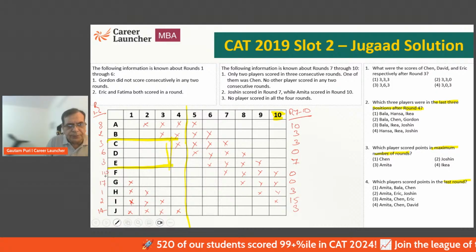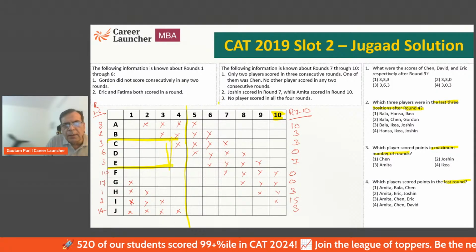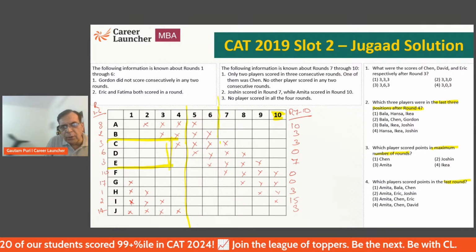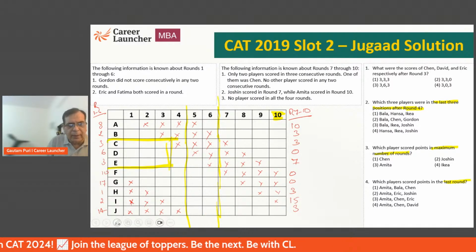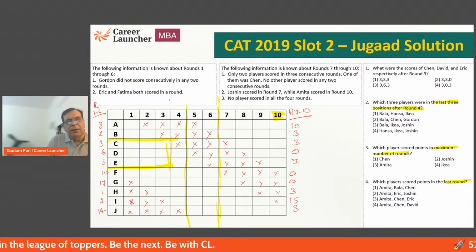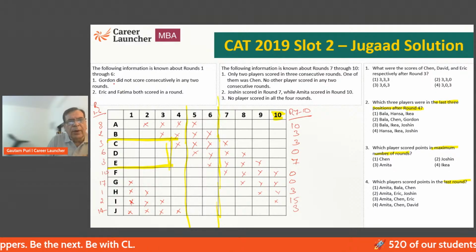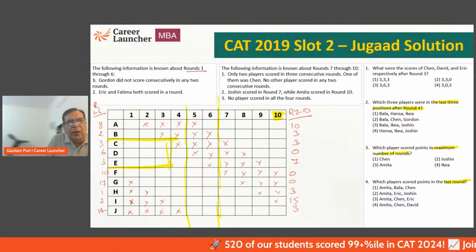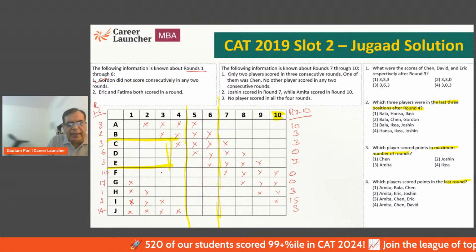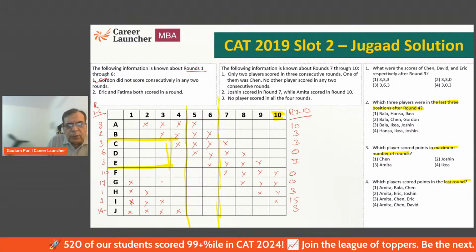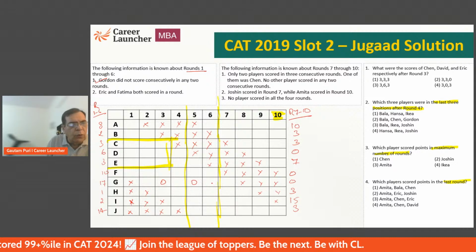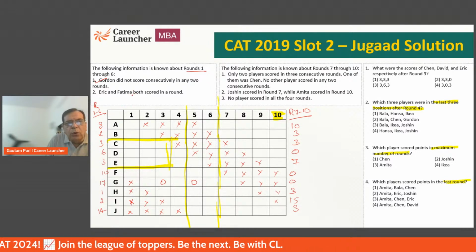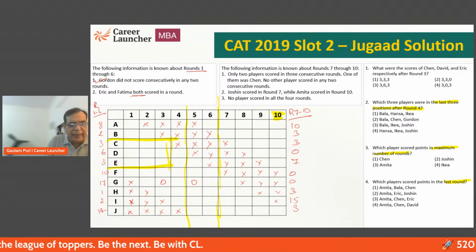Okay. And I'll just put a line out here also to be able to clearly demarcate 1 to 6 and the other part. First thing we should do is look at this. Gordon did not score consecutively with respect to rounds 1 to 6. Gordon did not score consecutively any 2 rounds. So that means Gordon did not score in round 3 and 5, has scored in round 2, 4, 6. E and F both scored in the round. We'll leave that statement right now.